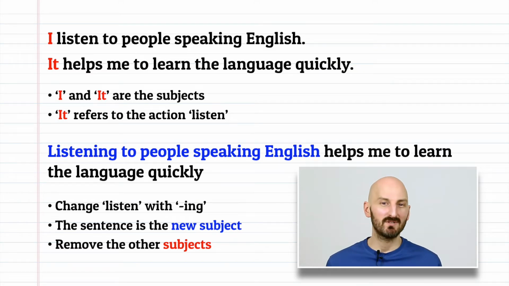Let's look at another example. I listen to people speaking English. It helps me to learn the language quickly. With the -ing form, listening to people speaking English helps me to learn the language quickly. We make the whole first sentence the subject by using the -ing form, so we don't need the "it" from the second sentence. We just throw it away.